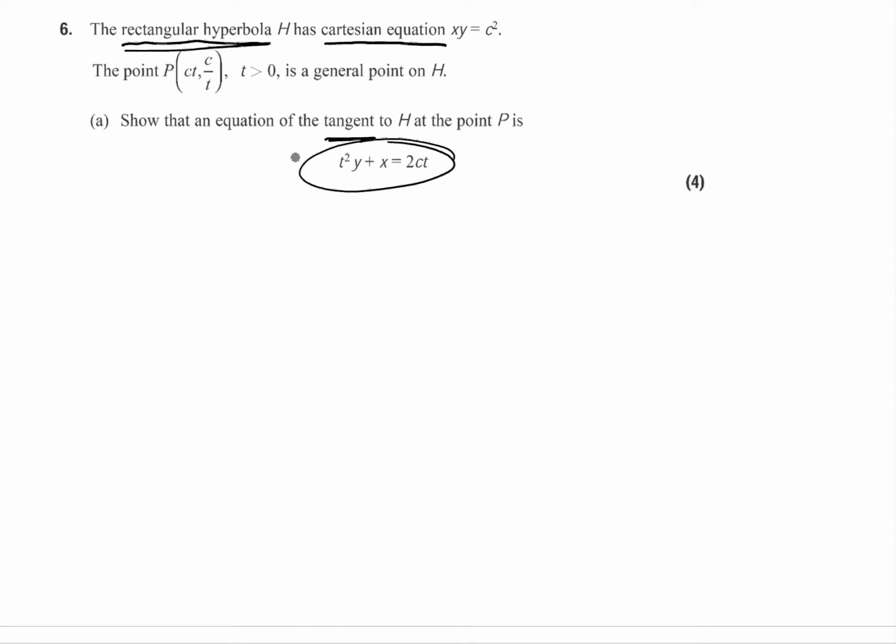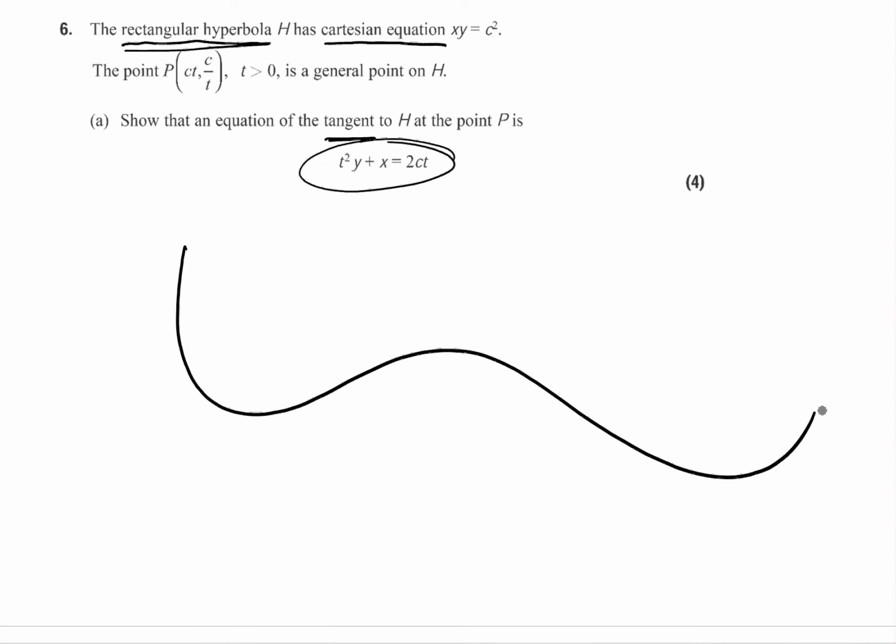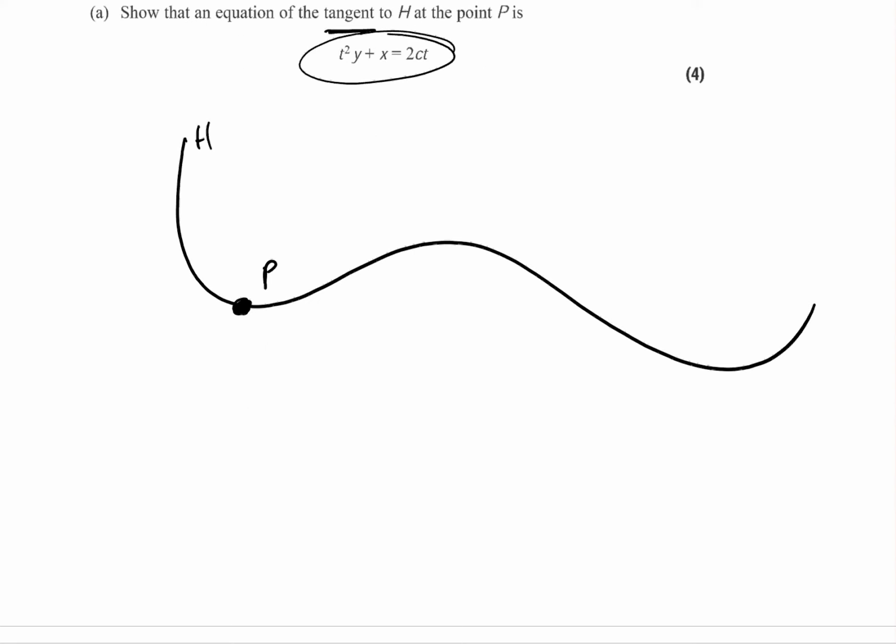So what have you got to think? Well, what is an equation of a tangent? A tangent is a straight line. So let's try and visualize this. We've got a rectangular hyperbola. I've got no idea what it looks like, so I'm just going to draw it like that. It could look like anything you like. Then we've got a general point P. Here's my general point P. Here's my rectangular hyperbola, this is the graph of it. And here's my general point P. It lies on some axes, but I'm not going to bother drawing them in.